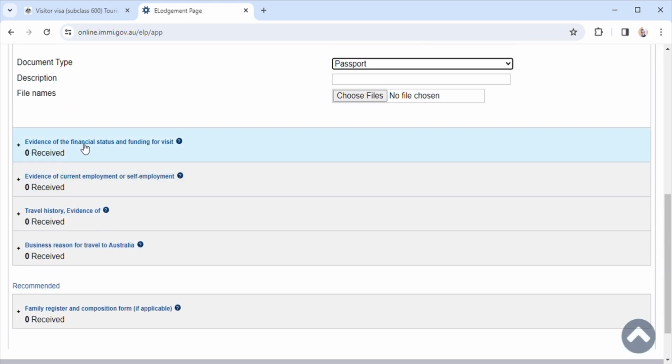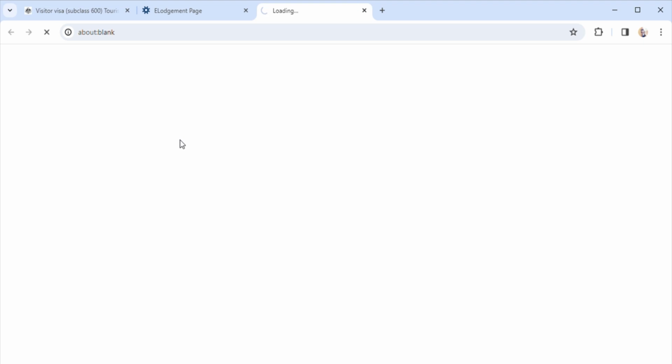Evidence of financial status of funding for a visitor visa. So you come, you upload your bank statement, a cover letter from the bank. If you have land agreements, you attach a land agreement. If you have a car license or a car logbook, you attach it here. If you have any registered company or an operating company, you attach all the documents here. You understand? Let me show you what it means.